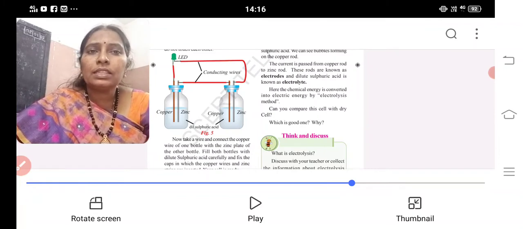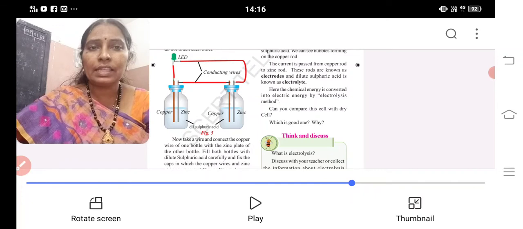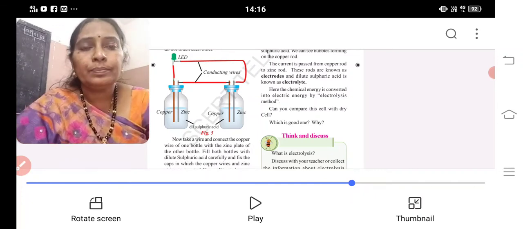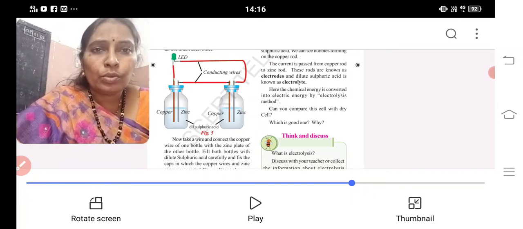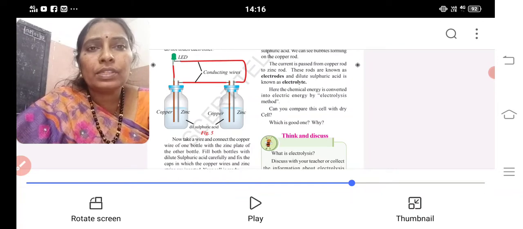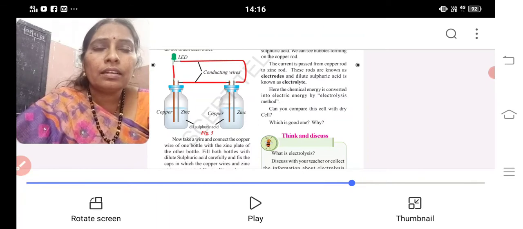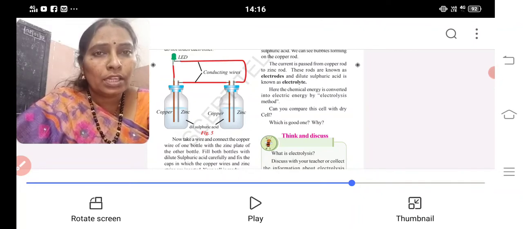When current passes, the liquid decomposes into its corresponding ions, and this process is known as the electrolysis process. When a current is passed through any liquid, what happens? It decomposes into its corresponding ions. This process is known as electrolysis, the liquid through which current passes is said to be the electrolyte, and the metals through which current passes are said to be electrodes.